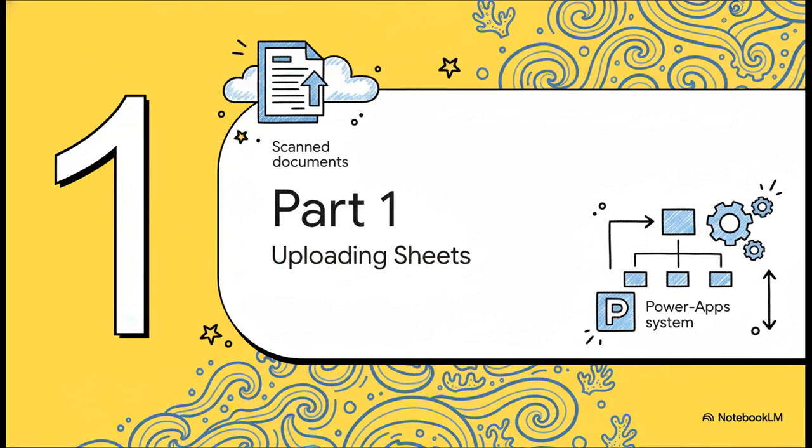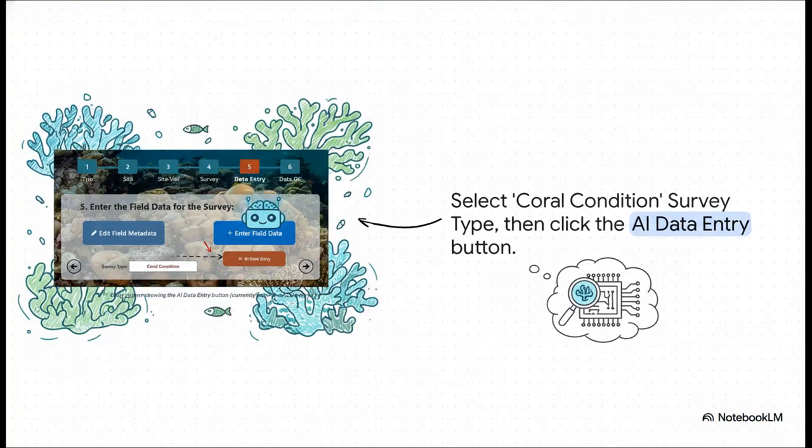All right, first things first. Let's start with part 1, actually getting your scanned sheets from your computer and into the Power Apps system. So once you've picked your trip, site, and survey, you'll land on the main data entry screen. Now, the first thing you want to do is just double-check that the survey type is set to Coral Condition. See it? Good. Then, look for this new button right here, AI Data Entry. That's where all the magic starts. Go ahead and give that a click.